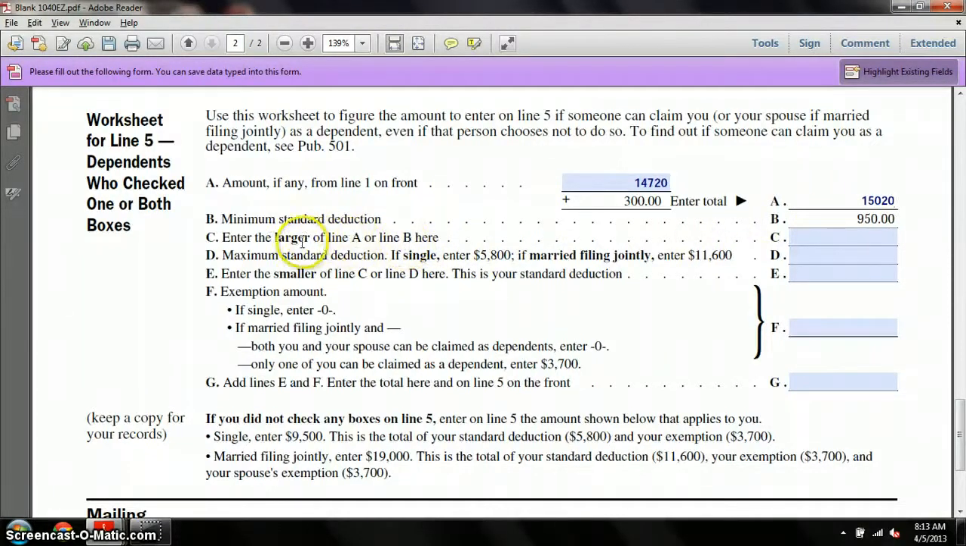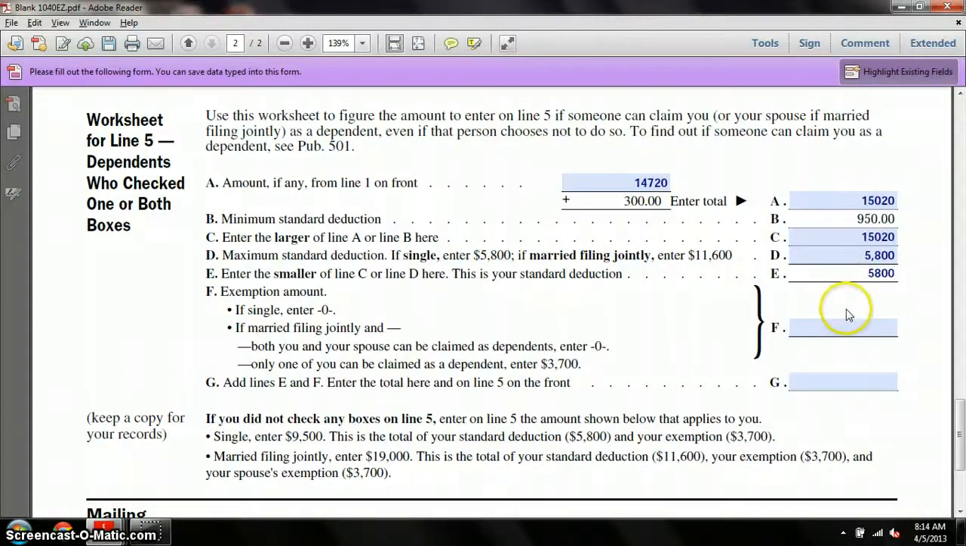Minimum standard deduction $950. So it says enter in line C the larger of line A or line B. $15,020 is larger than $950, so we put $15,020 there. Maximum standard deduction: if single, enter $5,800. If married filing jointly, enter $11,600. So let's say Roberto is single. So we enter $5,800. Line E says enter the smaller of line C or line D. This is your standard deduction. So 5,800 is less than 15,020, so we put 5,800.